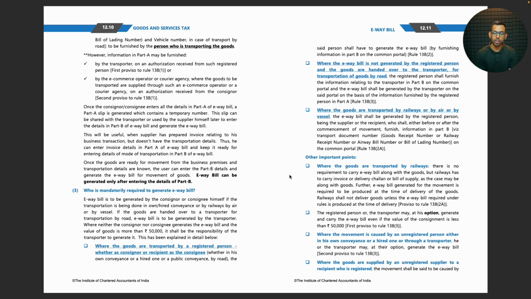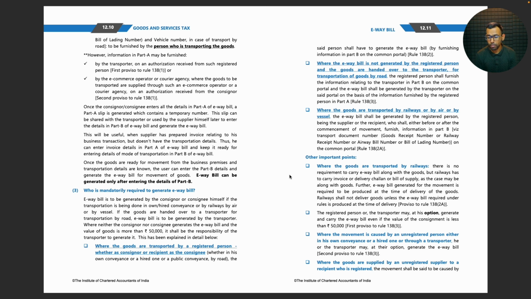The registered person or the transporter may, at his option, generate and carry the e-way bill even if the value of the consignment is less than 50,000. First proviso to Rule 138 Subrule 3. Where the movement is caused by an unregistered person, either in his own conveyance or hired one or through a transporter, he or the transporter may, at their option, generate the e-way bill. Second proviso to Rule 138 Subrule 3.